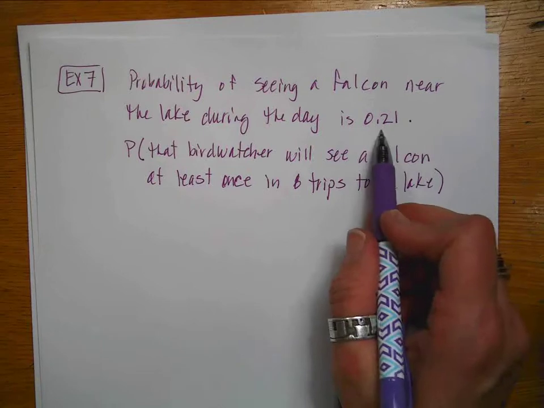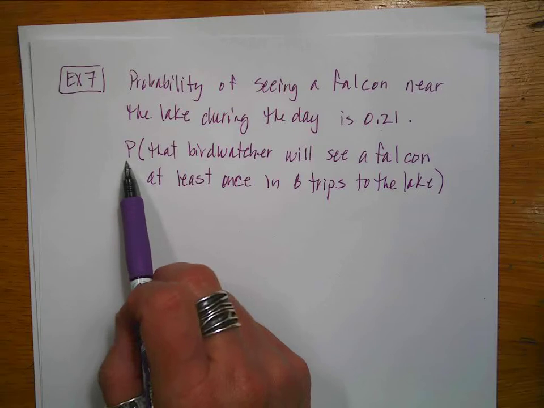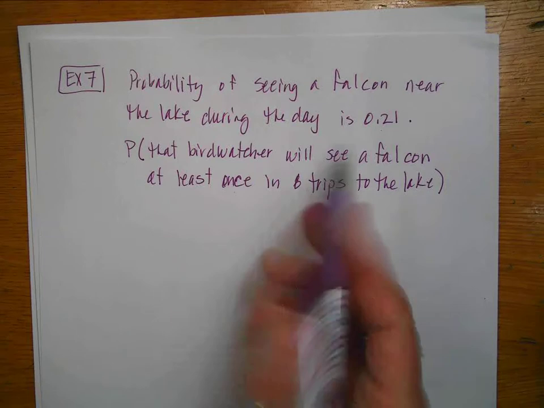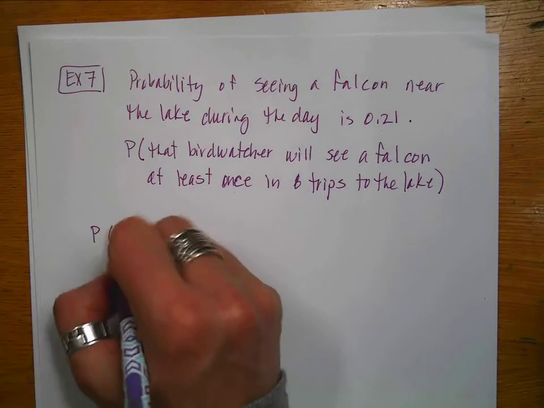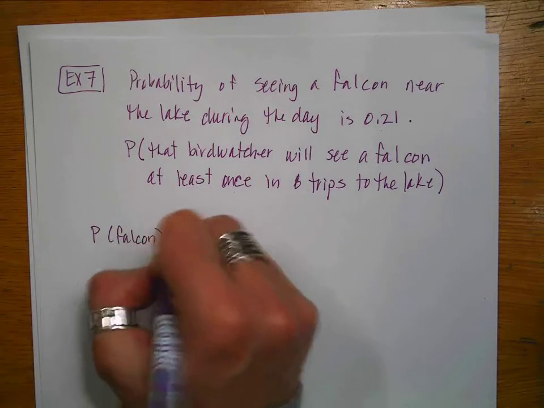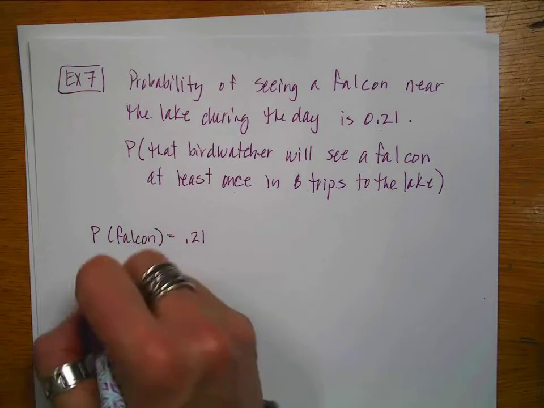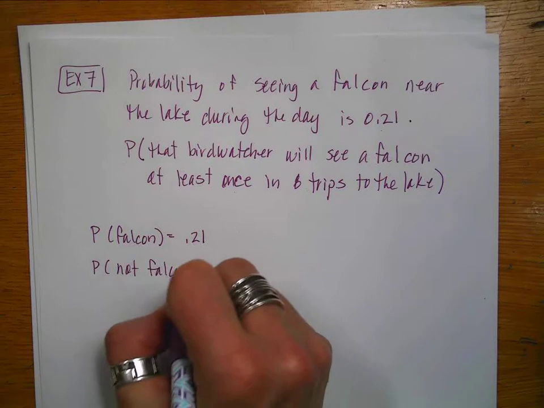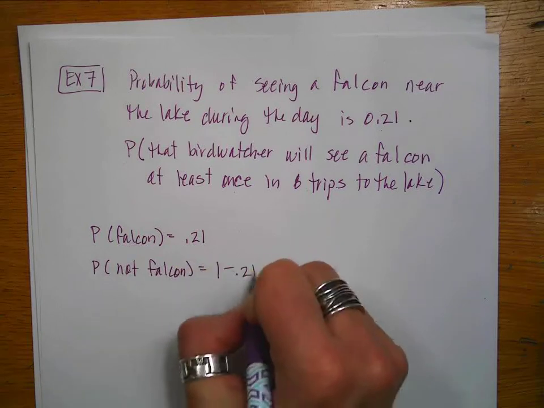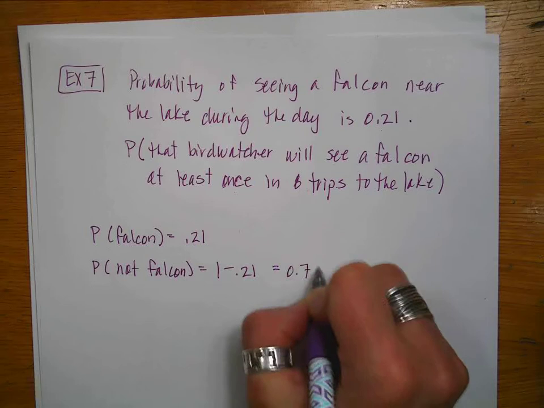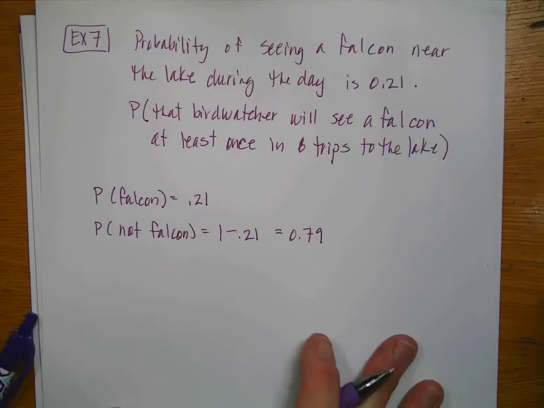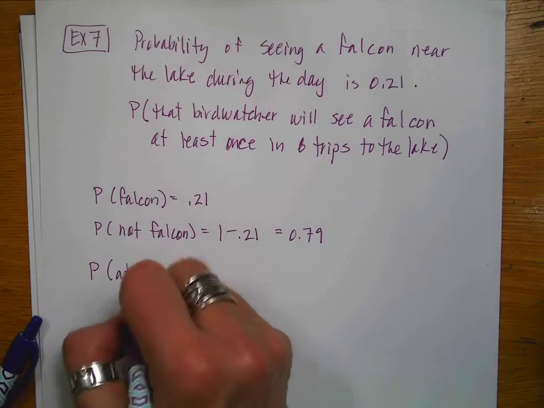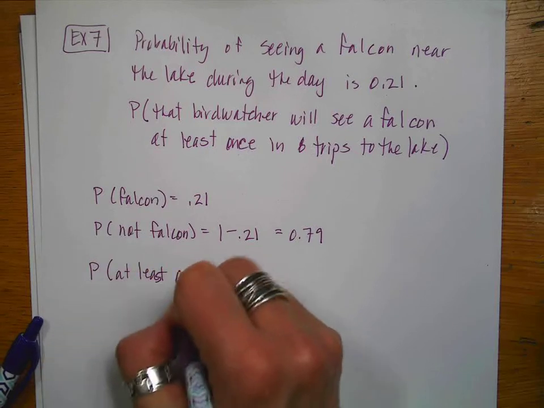So we know that the probability of seeing a falcon near the lake during the day is 21%, or 0.21. I want to know what's the probability that I'm going to see a falcon at least once in 8 trips to the lake. So as we do the problem, I'm going to write the probability of seeing a falcon is 0.21. So then the probability of not seeing a falcon is going to be 1 minus 0.21, which is 0.79. So the probability of not is 0.79.